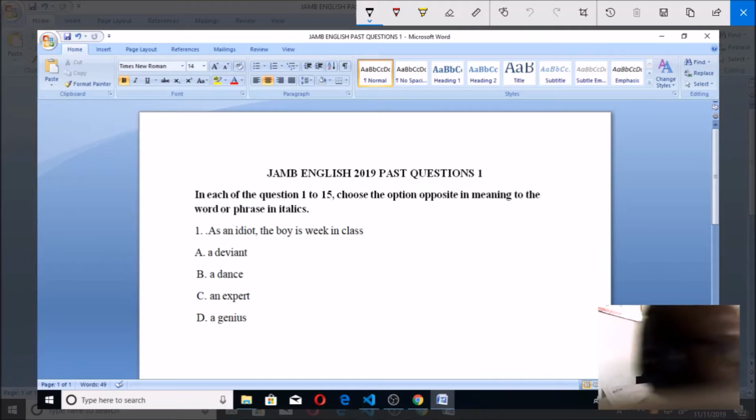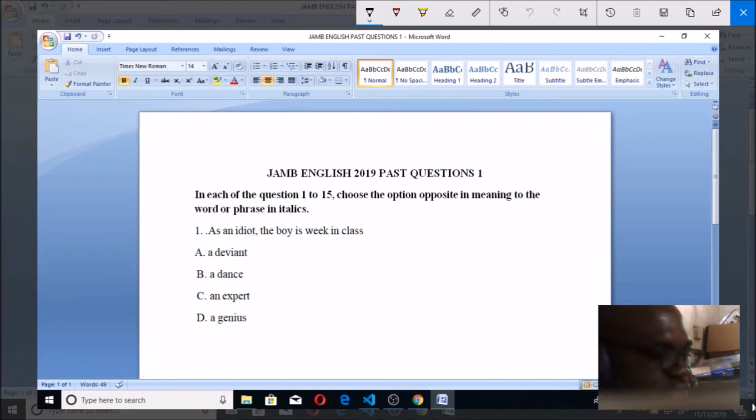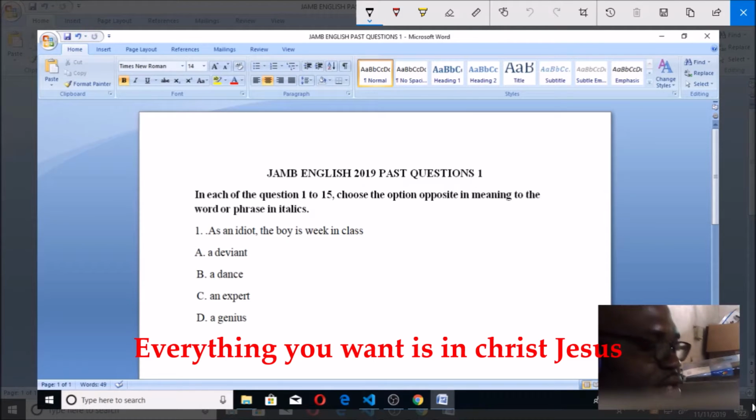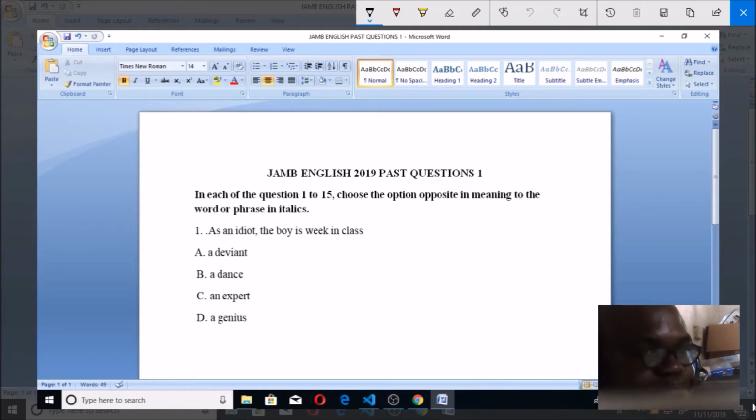Our JAMB past question is very different from what you can see any other place because it is very descriptive, and as we are solving, you're getting to know a whole lot of things. Very beneficial in your preparation to your JAMB, and we're starting with 2019 English.